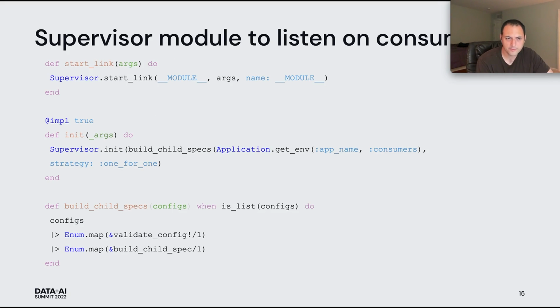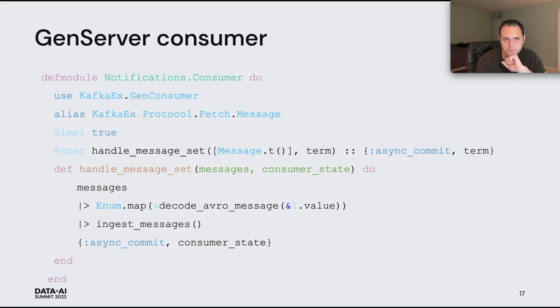So jumping back from a slide, ultimately each of those gets emitted back to the supervisor init. So that's how we can configure our consumer. But let's actually look at a consumer. So we have our notifications consumer. We just have one in this case.